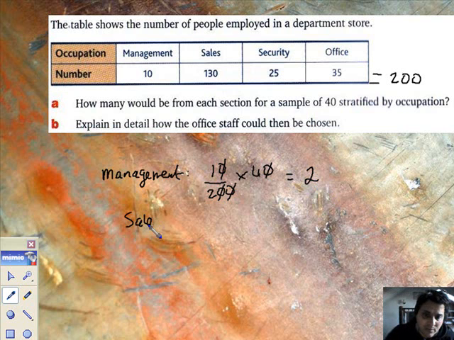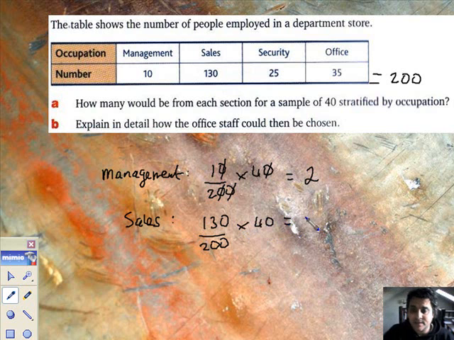From the sales team, or those working behind checkouts or wherever, I've got 130 over 200, so it's a bigger fraction of sales staff, multiplied by 40. What fraction do I require? Let's just do this quickly. 130 divided by 200 multiplied by 40. I require 26 sales staff. Security, same way.